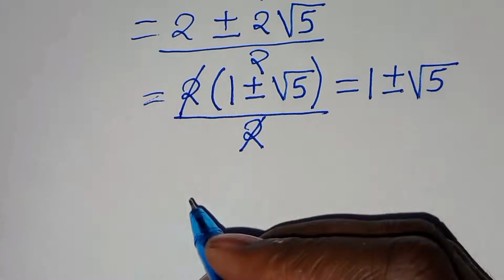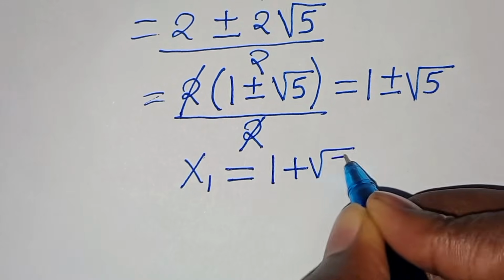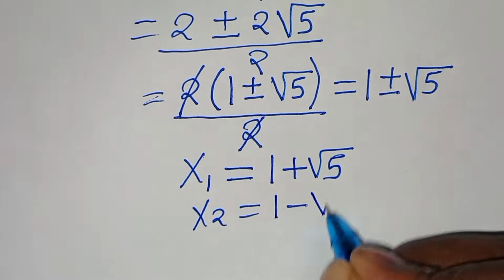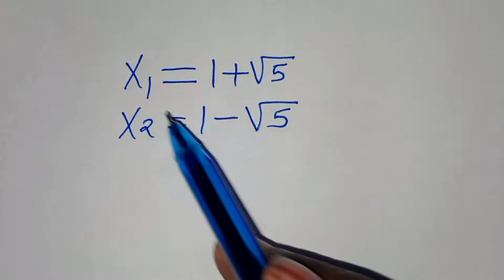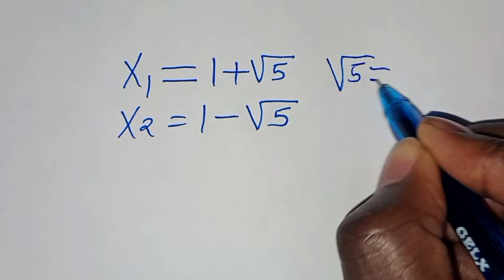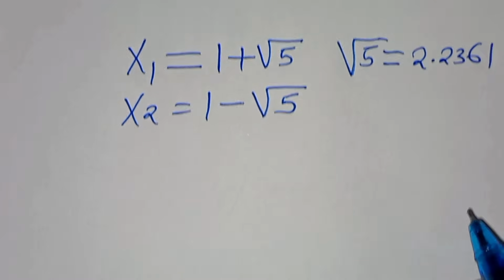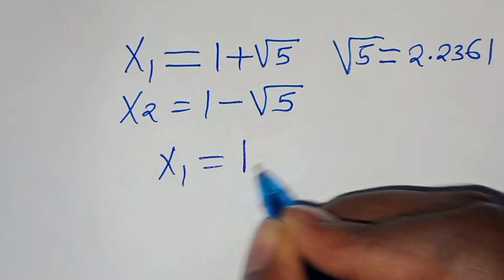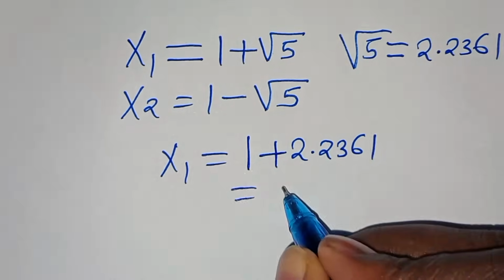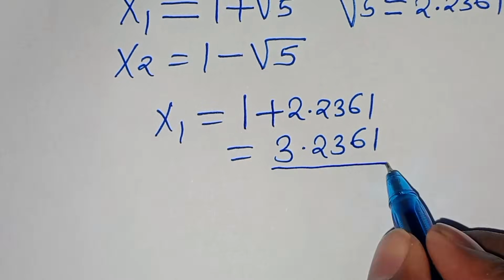So this implies that we have x1 is equal to 1 plus square root of 5, and we have that x2 is equal to 1 minus square root of 5. Now x1 is 1 plus square root of 5. Square root of 5 in this case, this is the same thing as 2.2361. So this means that x1 is equal to 1 plus 2.2361, and this is equal to 3.2361. So this is the value of x1.